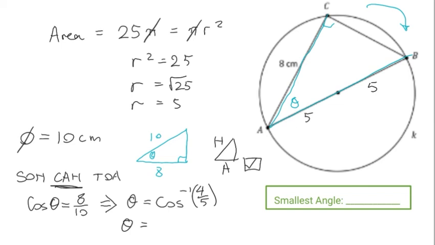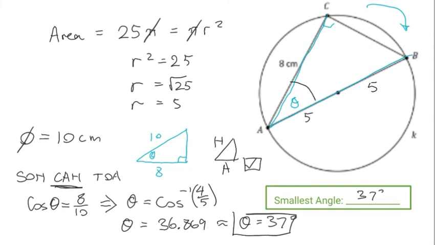So theta is equal to 36.869. So that's approximately, theta is equal to 37 degrees. Okay, and it makes sense, it looks to scale. So always check, does it make sense?